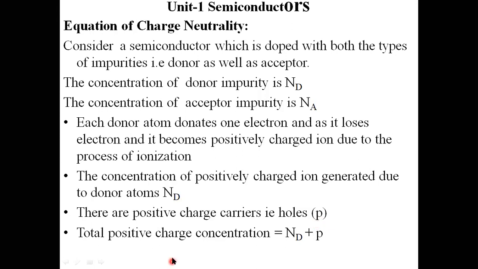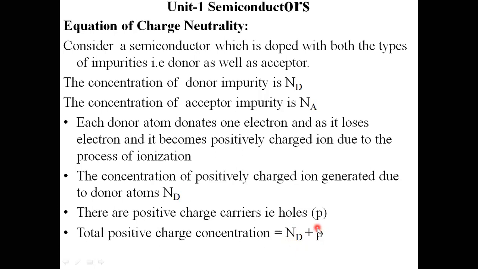Therefore, total positive charge concentration can be given as this positively charged ion concentration, mainly because of the donor atoms, Nd, plus the positive charge concentration of charge carriers, that is holes. That means Nd plus p. Total positive charge concentration is given as Nd plus p. Because of Nd, I am getting some positive charge ions here. By the ionization process, I am obtaining these positive charge ions plus positive charge carriers, holes. That is the total relation.